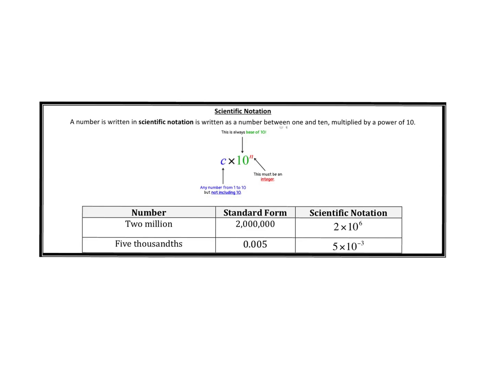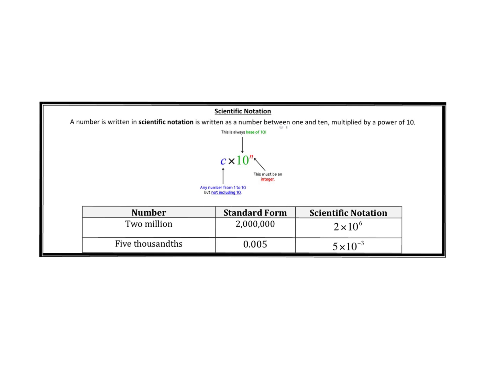In this lesson, we're going to learn how to write in scientific notation. So first of all, when do we write in scientific notation? We write in scientific notation when there is a number that is really, really big or really, really small. Then we can write it into scientific notation to simplify it.